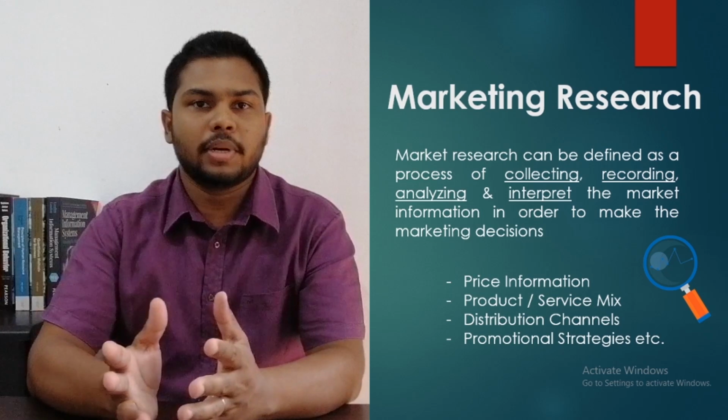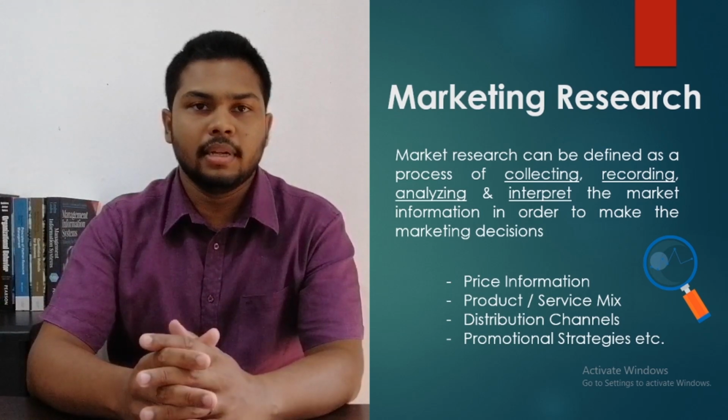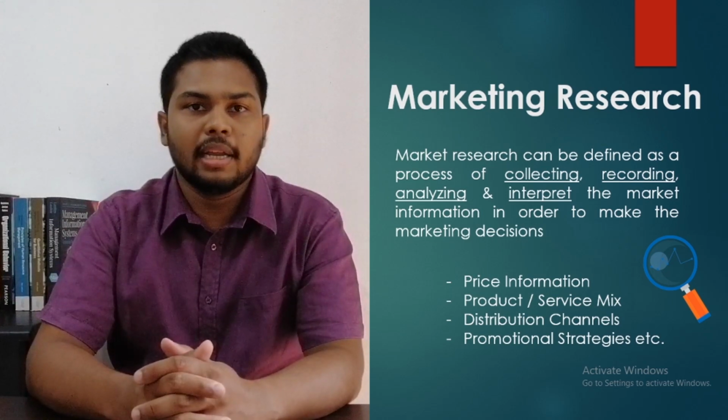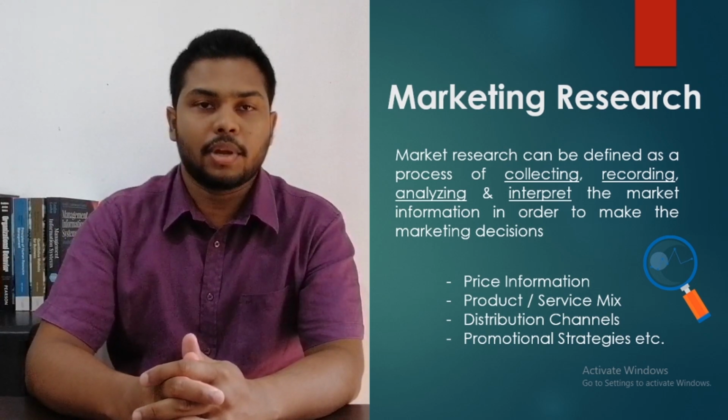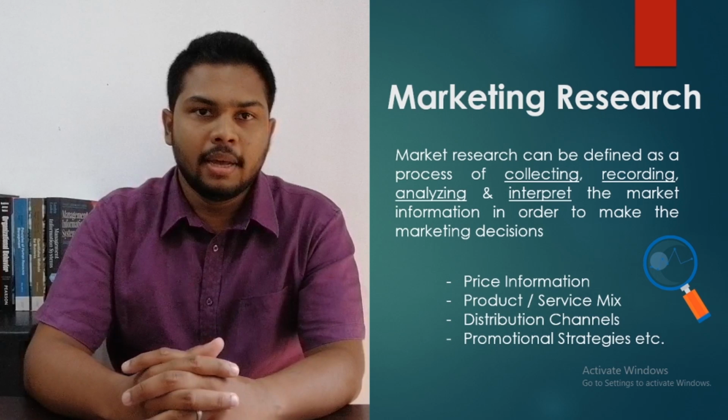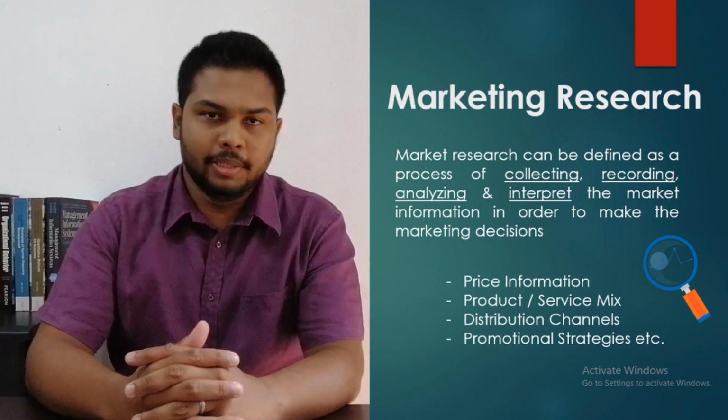Basically, when it comes to a product-oriented organization or a production organization, there are 4 types of marketing elements, marketing tools, which we use, known as the marketing mix. If you can remember, the concept is 4 P's, right? Price, product, place, and promotion.